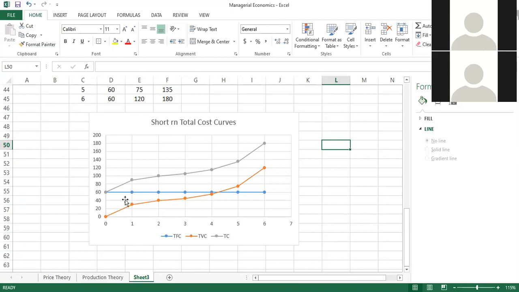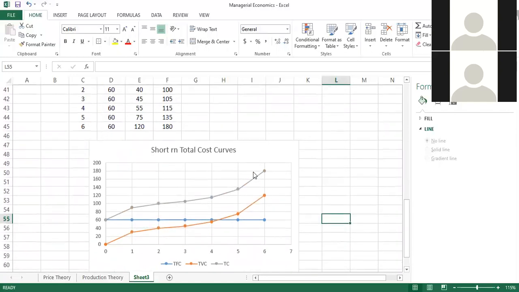Total fixed cost, total variable cost, and the total cost. Since the difference between total cost and total variable cost is the fixed cost, these two curves usually will be parallel. These are two parallel curves.